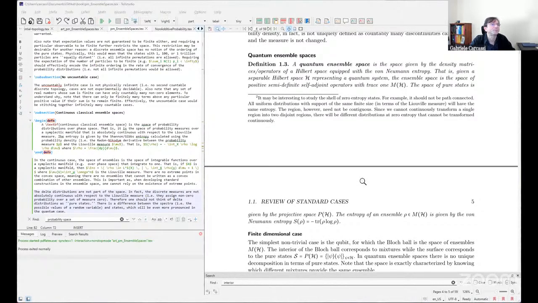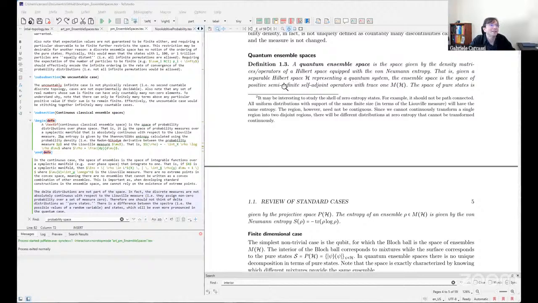Okay, so now for quantum mechanics. A quantum ensemble space is the space given by the density matrices or density operators of a Hilbert space equipped with the von Neumann entropy. Okay, so in quantum mechanics, the distributions, the statistical mixed states, are given by density matrices or density operators, and the von Neumann entropy is how you calculate the entropy of the mixed state.